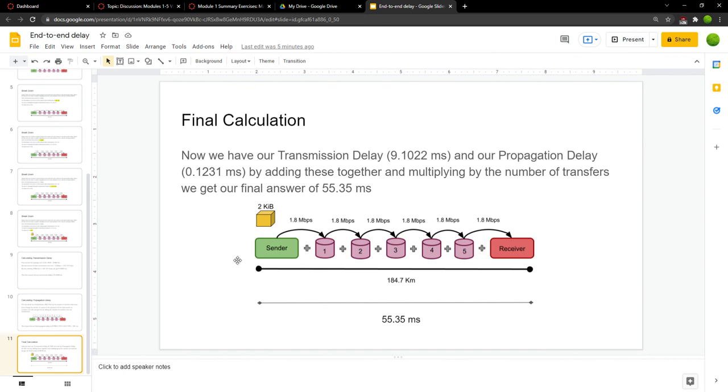Now we have our transmission delay and our propagation delay. By adding these together and then multiplying by the number of transfers, being 6, we get our final answer of 55.35 milliseconds. Although it seems like previously dividing by 6 and then multiplying it back later is redundant, in the event that the distances between links or transmission rates were different between the links, it is good to get into the habit of looking at a problem this way.